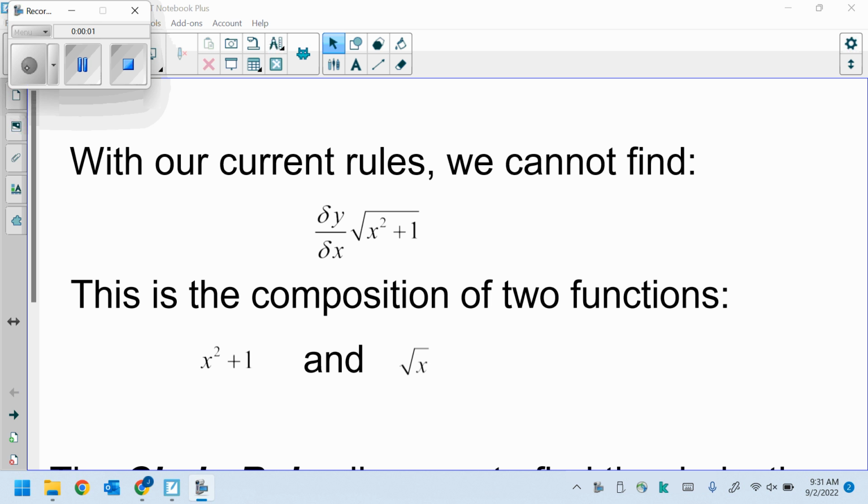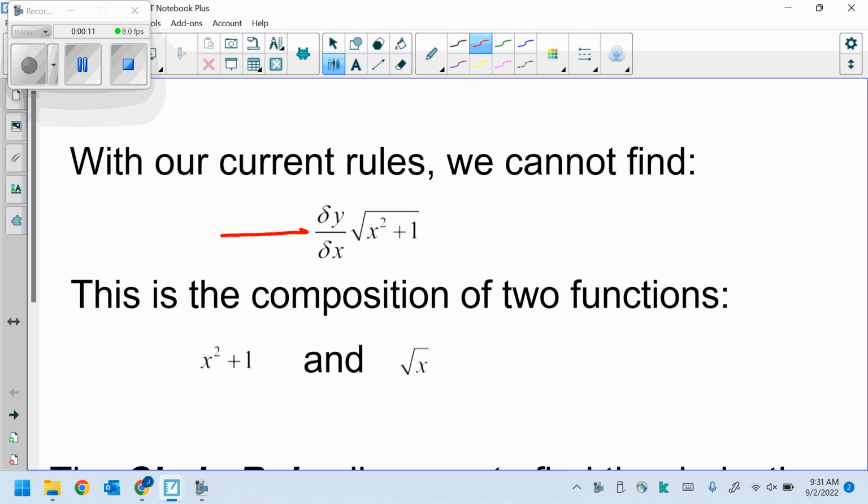Discussion of chain rule. And for the chain rule, currently we don't have a method for finding the derivative, for finding the slope of a function like this.